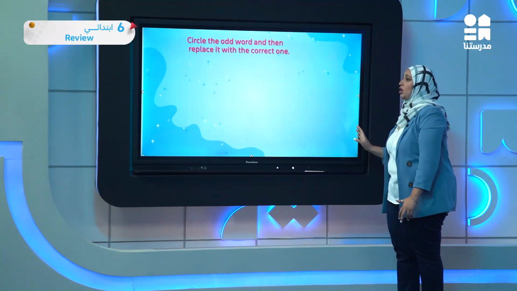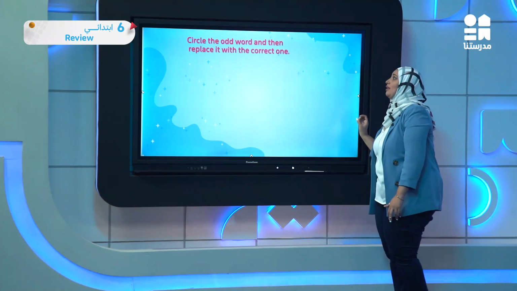Moving to another exercise. It's called circle the odd word and then replace it with the correct one. هنعمل circling على odd word. يعني ايه odd word? Word that does not belong. ملهاش علاقة ببقية الكلمات الموجودة. And what am I going to do after that? I'll put another one. هعملها replacement بكلمة تانية مناسبة. Let's have a look.